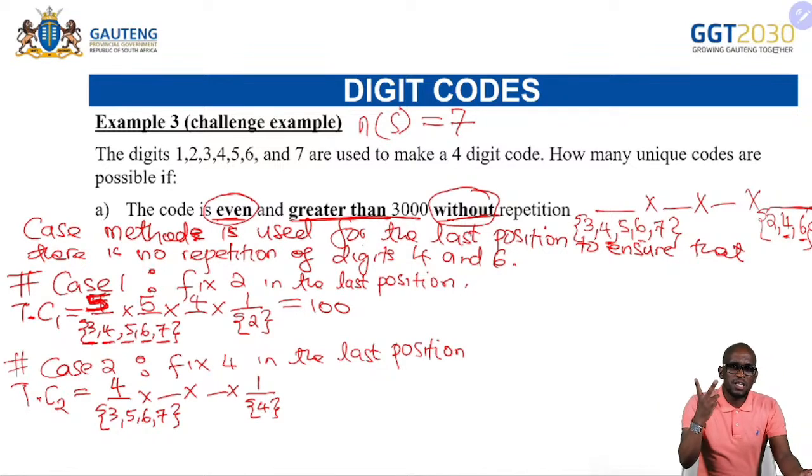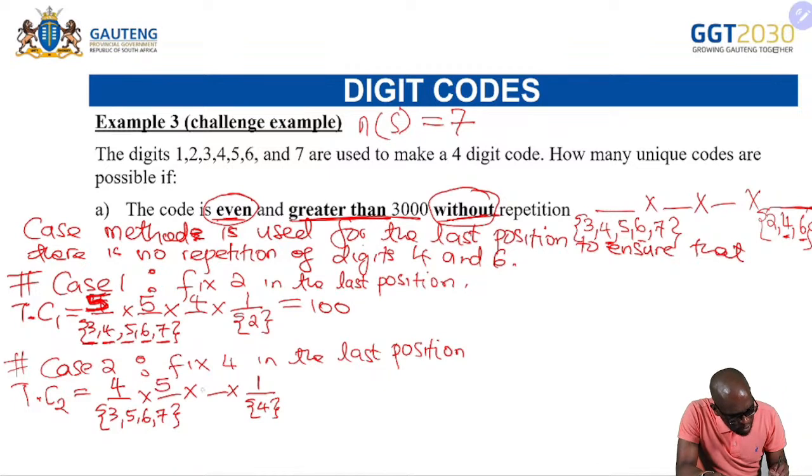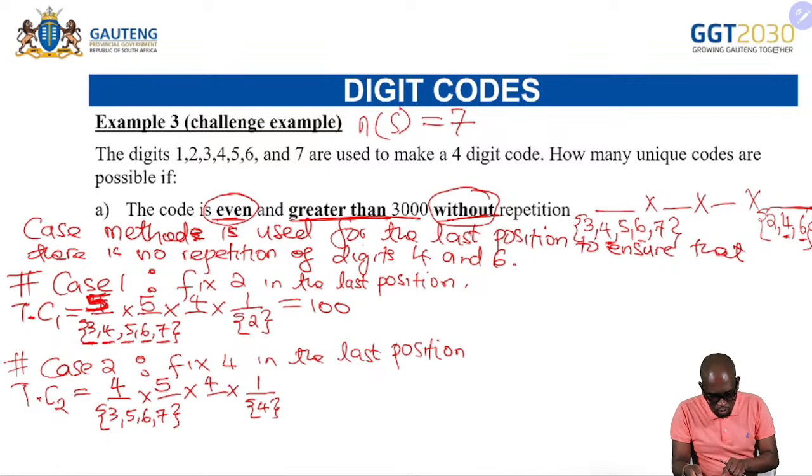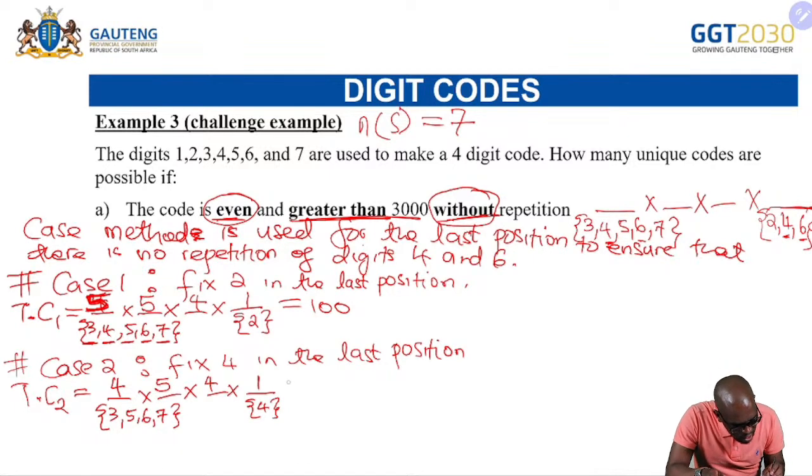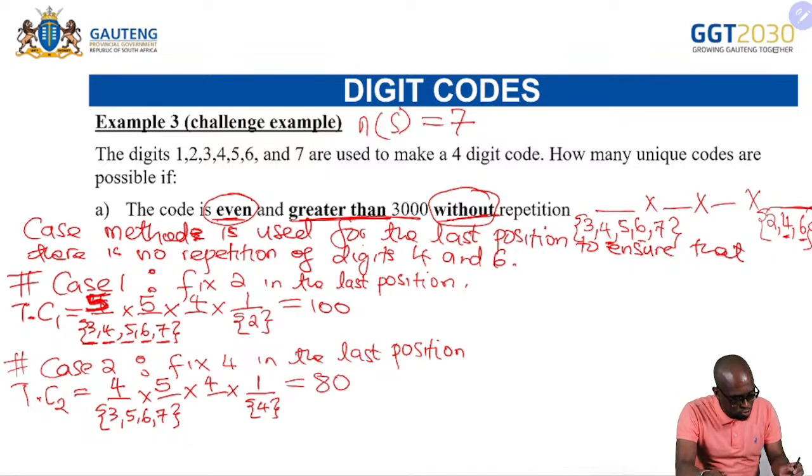Now that I've used 2 numbers, I'm left with 5 numbers to use. So I'll have 5 options of filling this position. I'll have 4 options of filling this one. So this would be 4 times 5 times 4 times 1. This gives me a total of 80 codes for case 2.